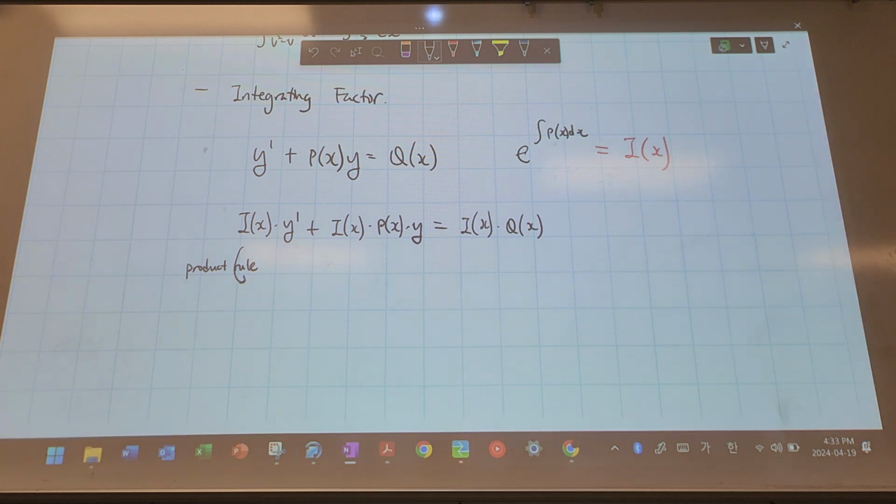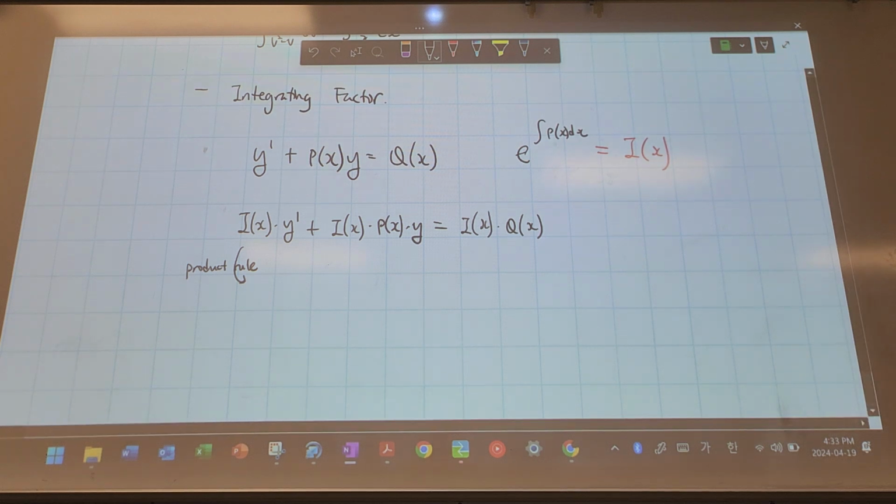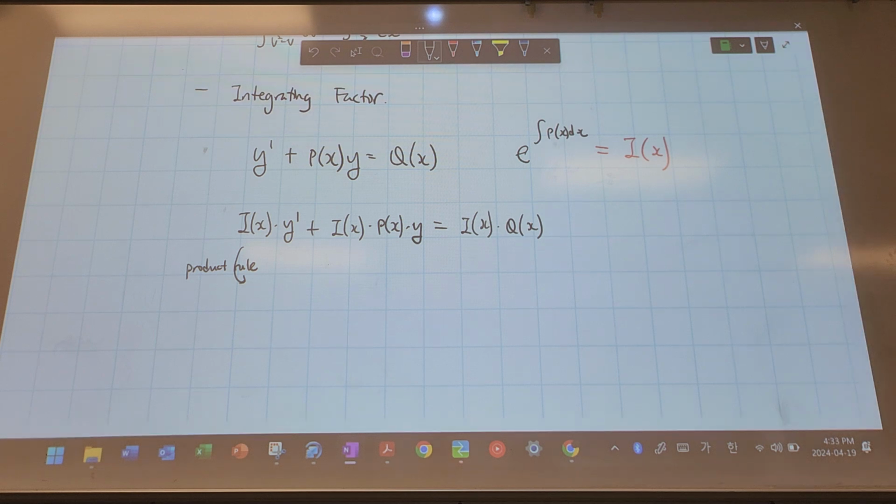Should I do an example here as we're going through this? Because I don't get it. Yes. So basically, at this point, because we know that the left-hand side is an outcome of a product rule, then we can just simplify this as d over dx of something, and then we solve the differential equation. Okay. Let's do an example one.